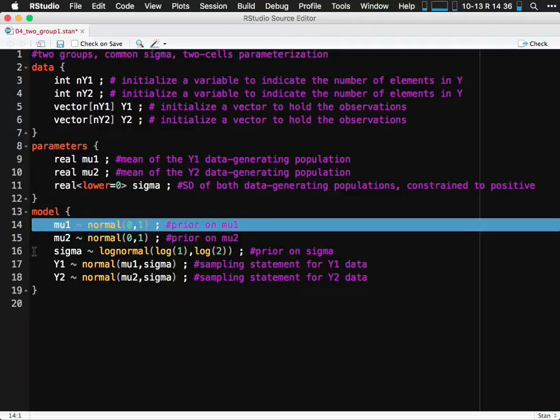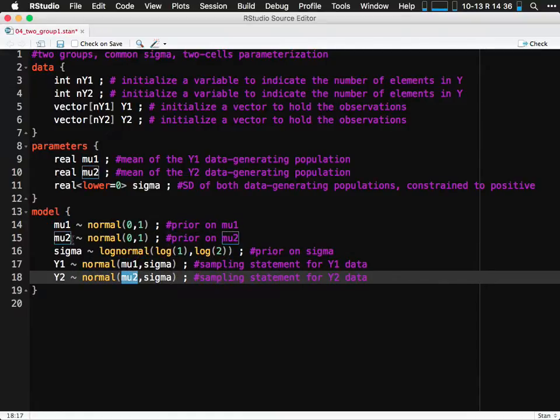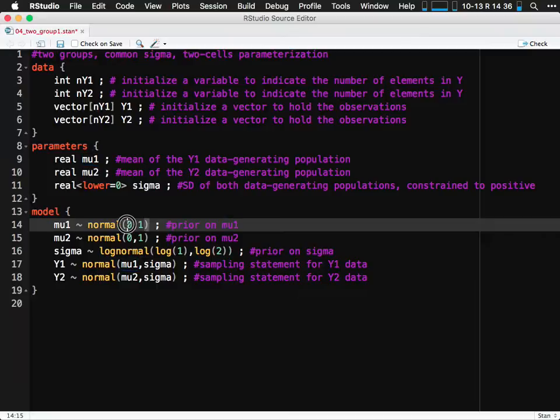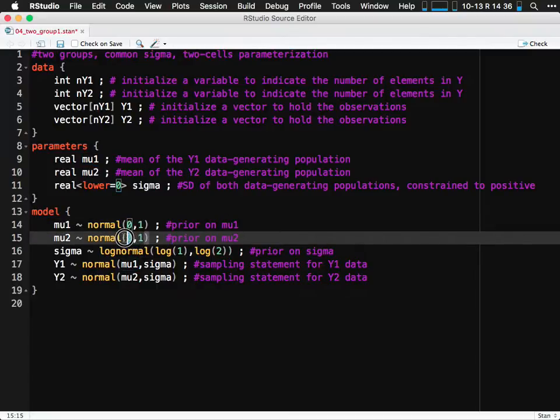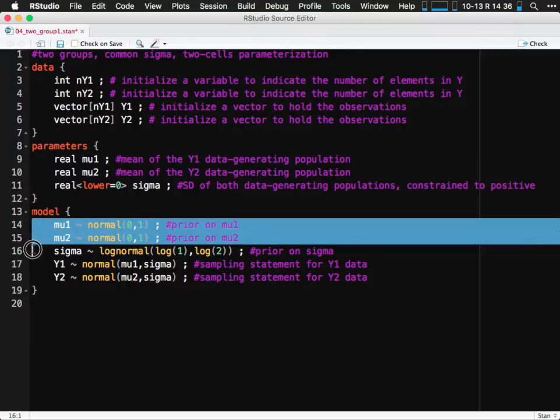Say that again. So the way this is parameterized, we've got a mean for each group, but they both are centered on the same numbers. So the difference between these two numbers is 0. So we have peak belief in a difference between these two groups of 0. That's where it's most credible.